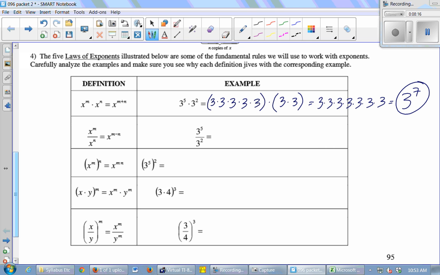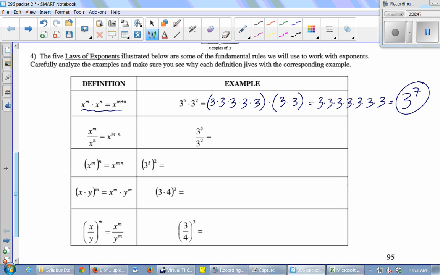So what shortcut could I have used when I was multiplying 3 to the 5th times 3 squared and gotten 3 to the 7th? You could have added the exponents. So that's the standard rule. When you have like bases, if you're multiplying like bases, you can just add the exponents. So that's what this rule on the left says. Like bases, multiplying, you can add the exponents. But if you ever forget that rule, you can always just write it out, right? Like we just did. Takes 2 seconds.